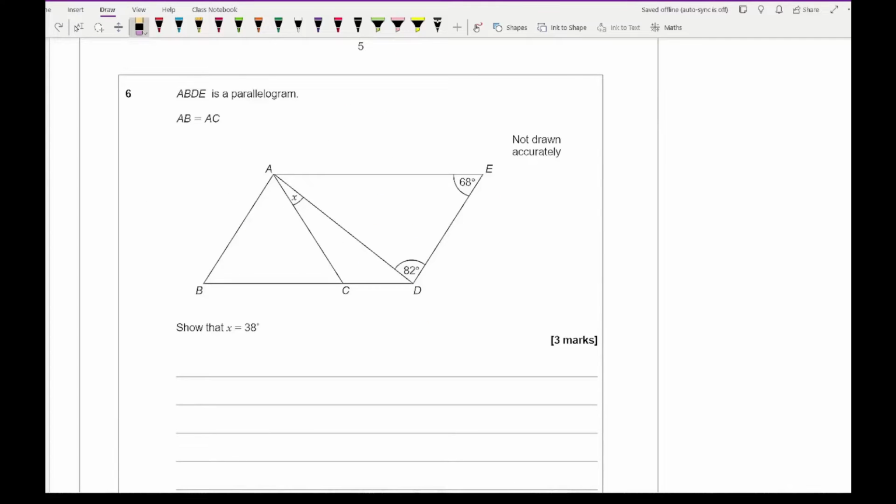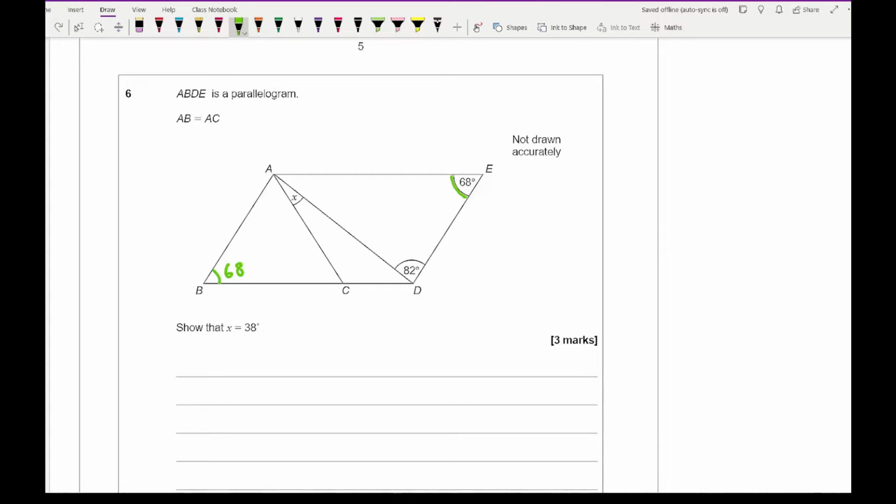So moving on to question 6, it says ABDE is a parallelogram and AB is equal to AC. And the question is asking us to show that x equals 38. So let's first of all just highlight what we know about a parallelogram. Well, we know that opposite angles are equal. So if this angle here is 68, that means that this angle here is going to be 68.